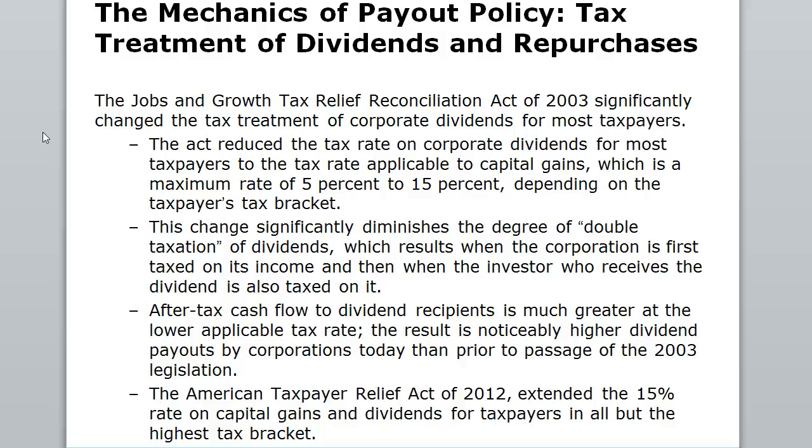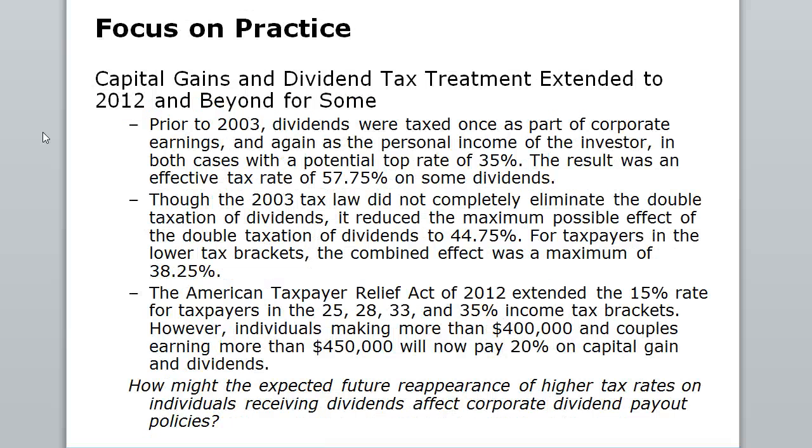So if you're going to pay lower taxes on the dividends, dividends can become more valuable for you because you take home more of them after taxes are paid. So the American Taxpayer Relief Act of 2012 extended the 15% rate on capital gains and dividends for taxpayers in all but the highest tax brackets.